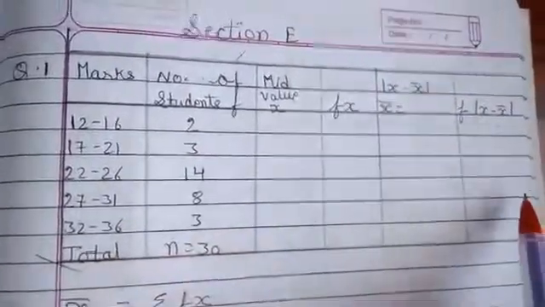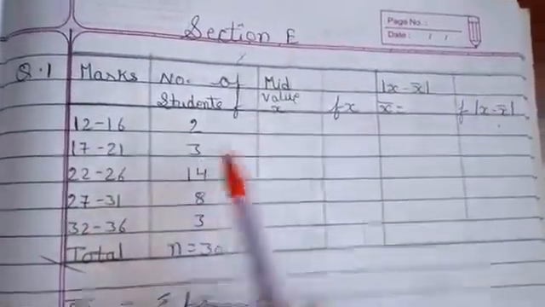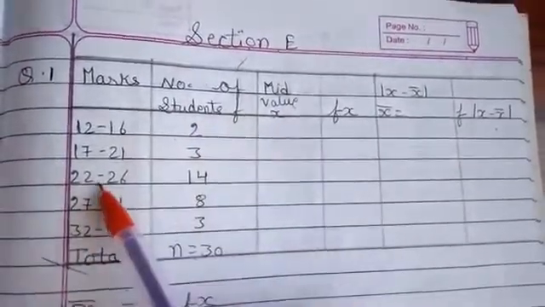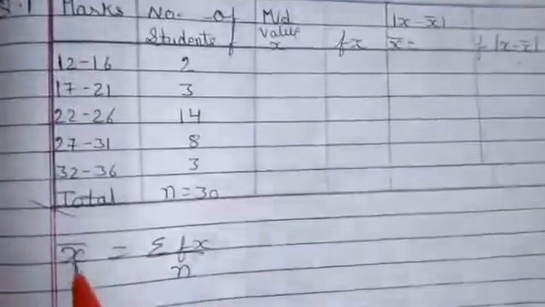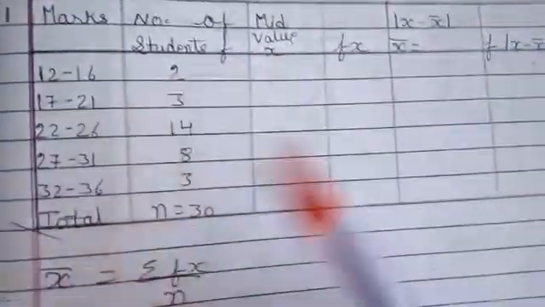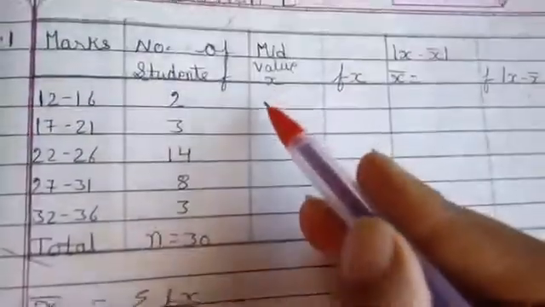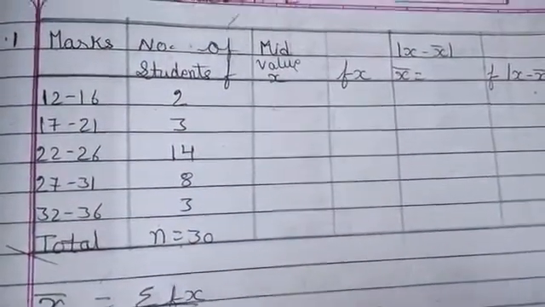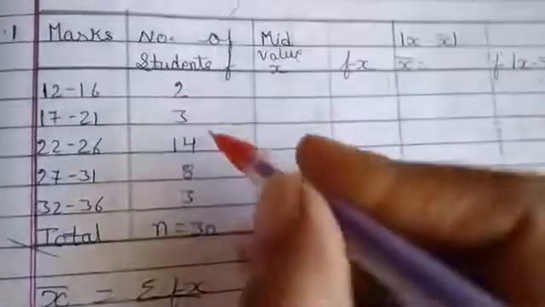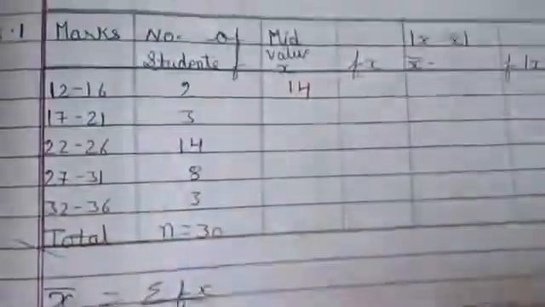Now as classes are there, so we have to make 6 columns over here. That is for marks, number of students, mid value. First of all we have to find fx, x minus x bar and f times the absolute value of x minus x bar. So first of all for mean we require the fx column. First we will find out the mid value, that is 12 plus 16 divided by 2, so that is equal to 14.